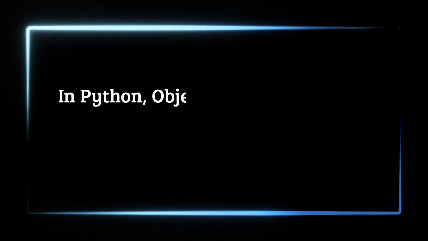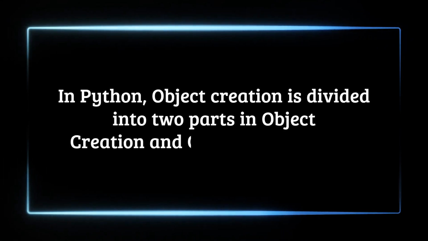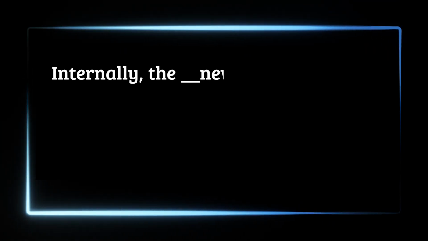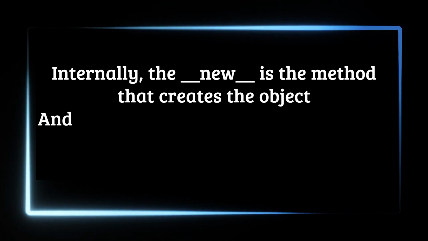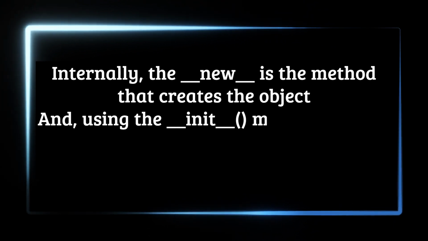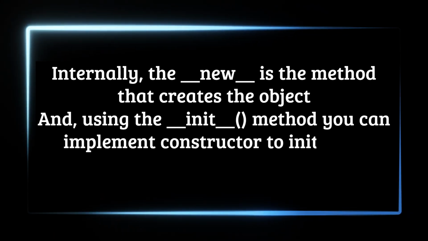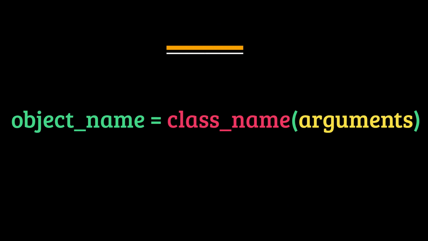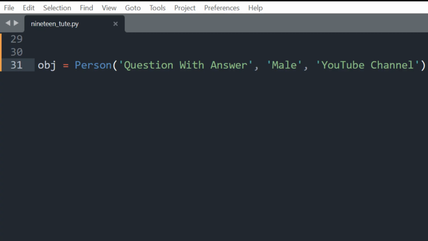In Python, object creation is divided into two parts: object creation and object initialization. Internally, the __new__ method is the method that creates the object. And using the __init__ method, you can implement a constructor to initialize the object. This is the syntax to create an object in Python. Here is the example of how you can create an object of the Person class in Python.